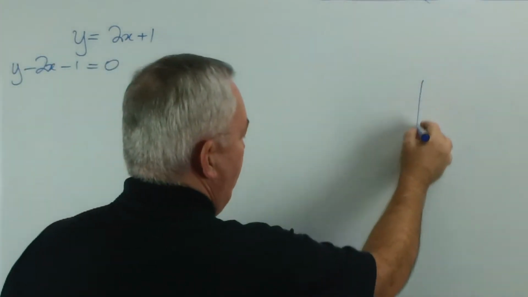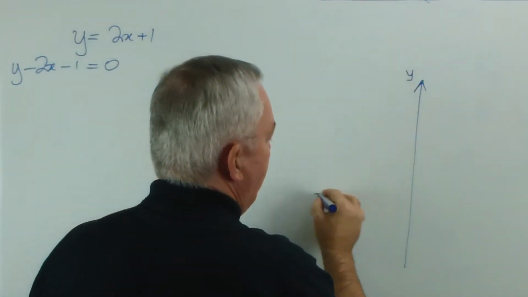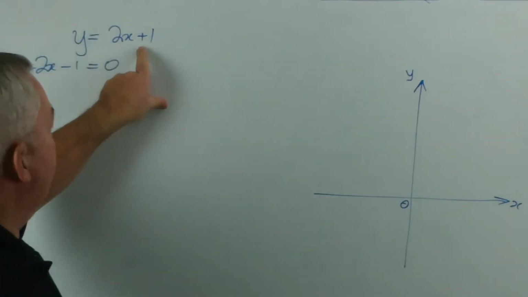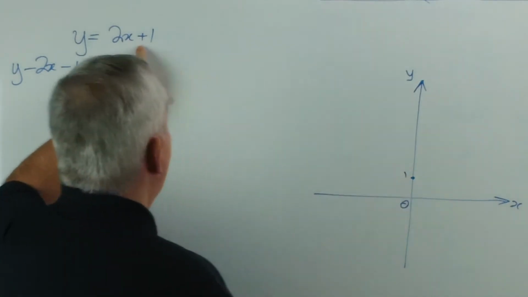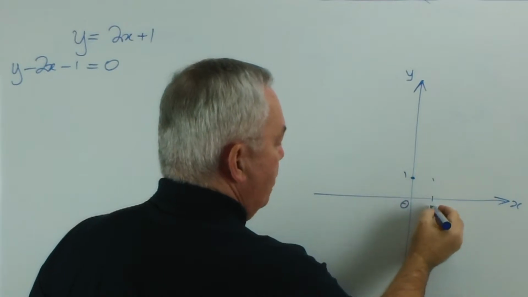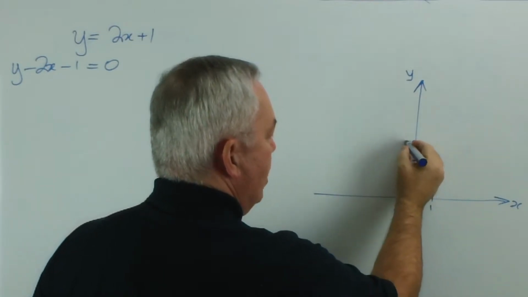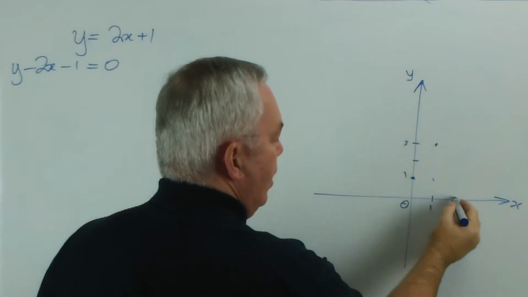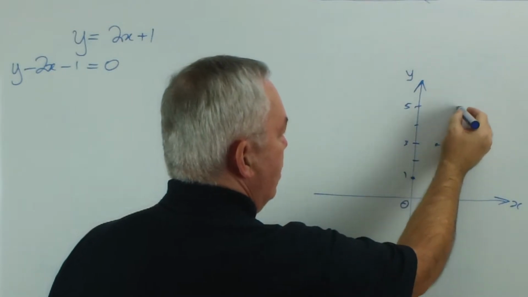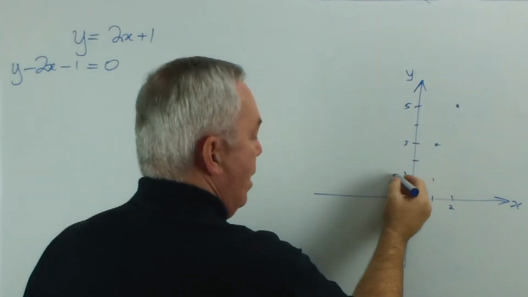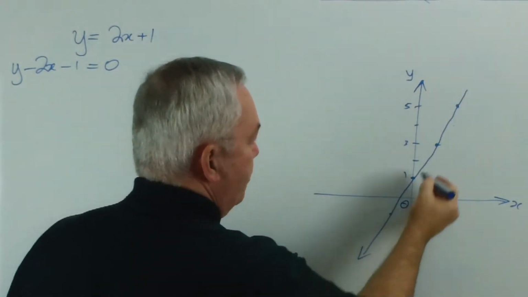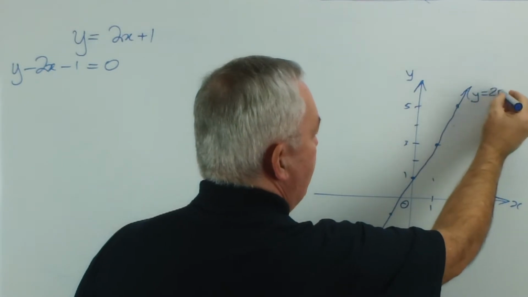This, by the way, if I graph it, is a straight line. Its y-intercept is at plus 1, and its gradient is 2, which means if I go across 1, I have to go up 2 squares to there. If I go across another one, I have to go up another 2 squares. If I go back 1, I have to go down 2 squares, and there's my line. Y equals 2x plus 1.